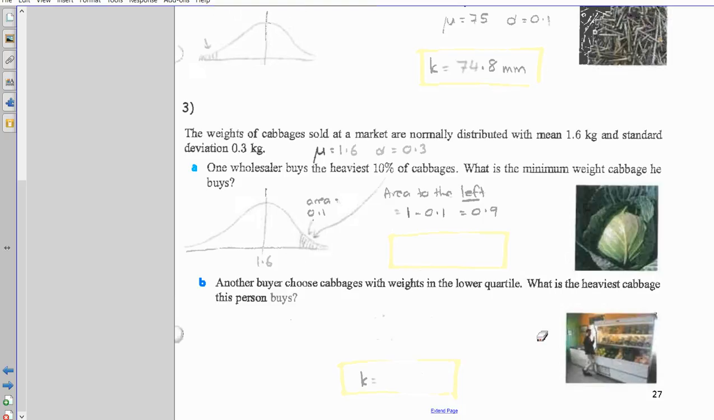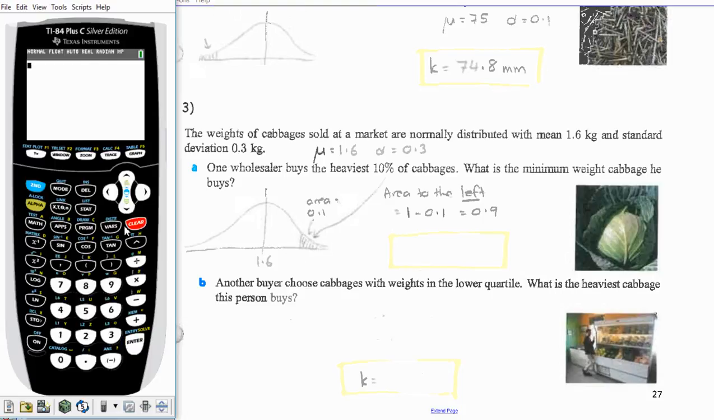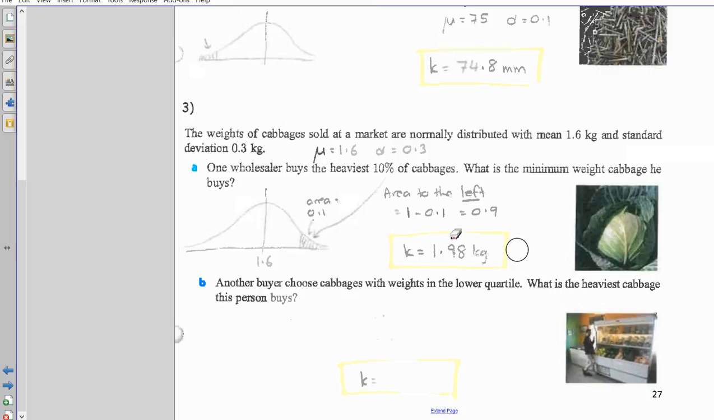Let's plug that in. Clear. Go second VARS. We want inverse norm, so third one. The area that goes in is 0.9 we should be putting in, so 0.9. Mean is 1.6, and standard deviation is 0.3. Okay, so what's that rounded to 3 sig figs? Write it unrounded, and then round to 3 sig figs, so 1.98, because next to the 8 is a 4. So 1.98, make sure to note any units. It's kilograms. We're talking about weights of cabbages.